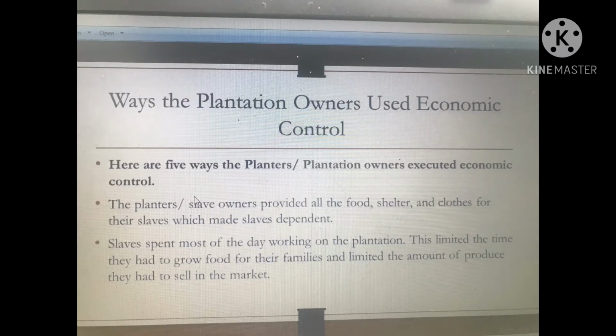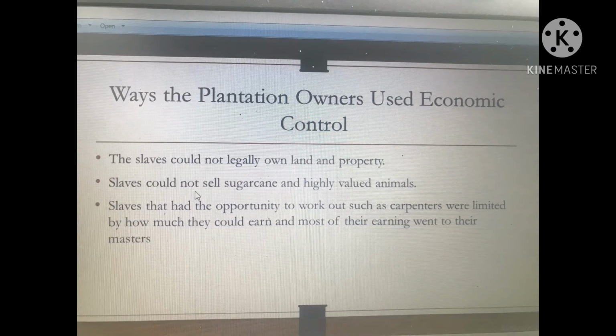Planters and slave owners provided all the food, shelter, clothing, and provisions for the slaves to make them dependent. Number 2. Slaves spent most of their time, long days, on the plantation. This limited the time they had to grow their own food and provision ground for themselves and their families, and limited the amount of produce they had to sell in the market, and they were only allowed to sell at one market a day.